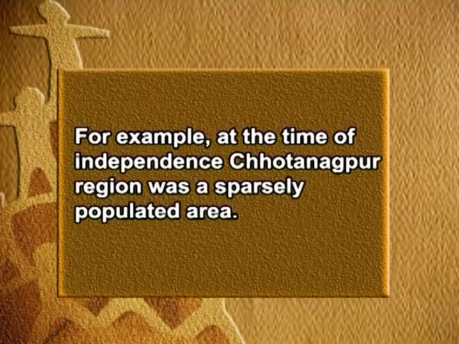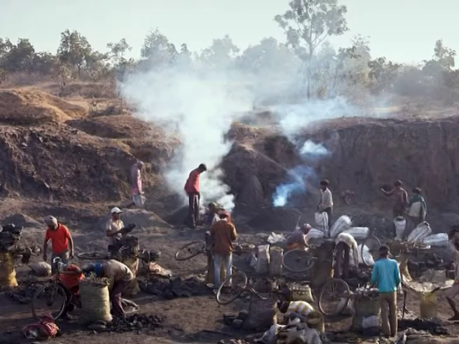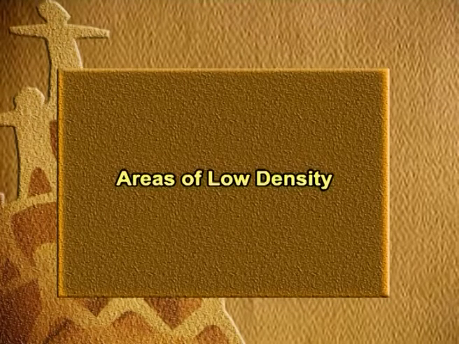For example, at the time of independence, Chota Nagpur region was a sparsely populated area, but development in the field of mining and industries in this part of the country has been mainly responsible for moderate density of population in this region. Areas of low density.